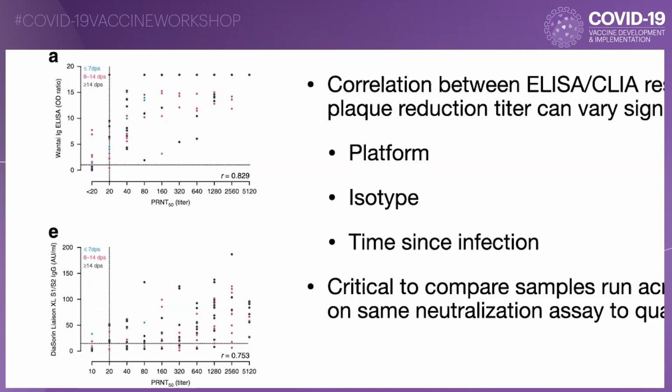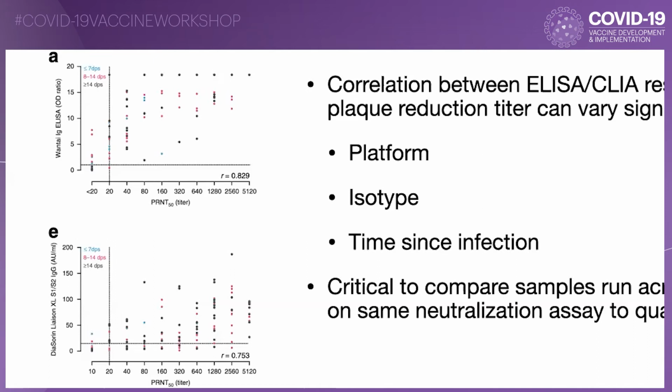And so I'm showing here some data from Dr. Koopman's group that compared values obtained from clinical diagnostics that measure levels of anti-receptor binding domain antibodies to plaque reduction neutralization titers. And so you can see here that correlations range from up to 0.83 for this particular IgG ELISA down to 0.75 for the DiaSorin LIAISON XL chemiluminescent assay. And so this variation adds another level of complexity to the interpretation of these numbers.